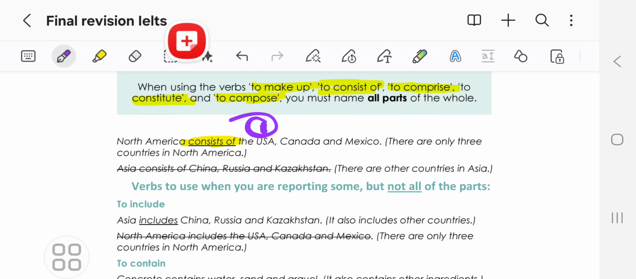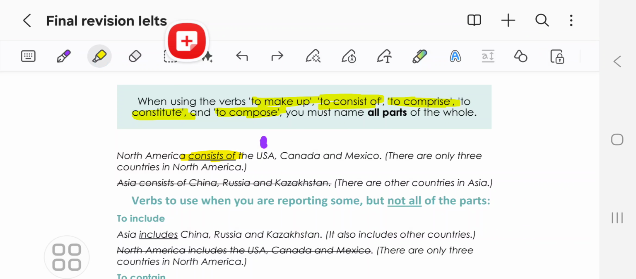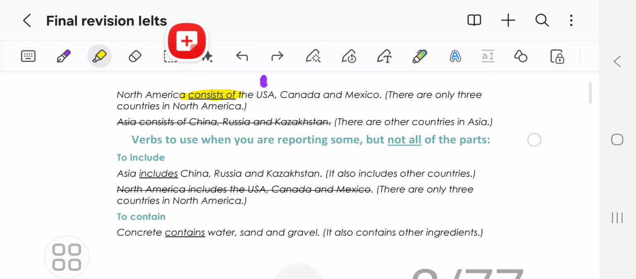The first is US, then Canada, and then Mexico. No other country, there are only 3 countries there, remember. But in Asia there are other countries, so just remember that. Don't forget that. Just keep that in mind. So now you understand that.